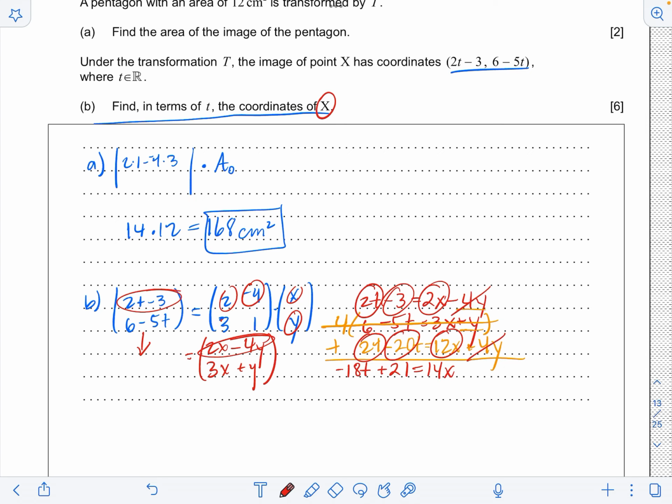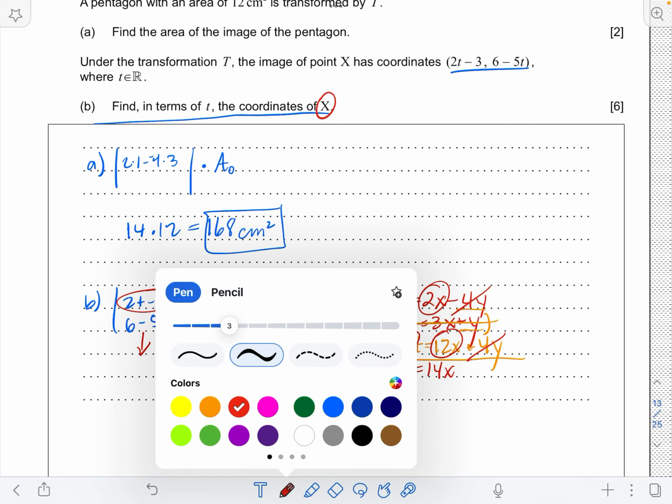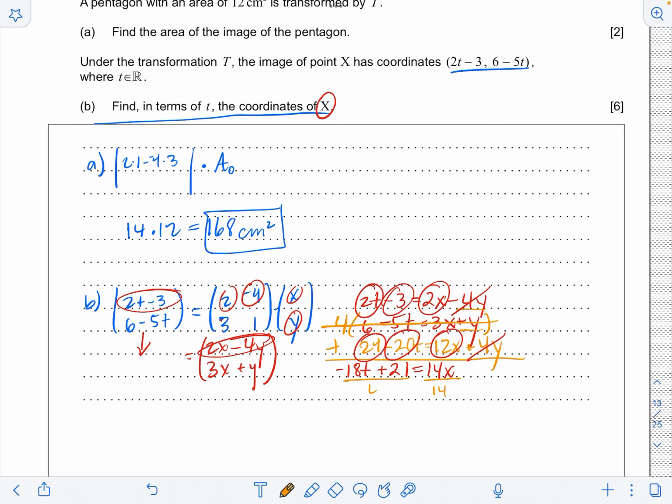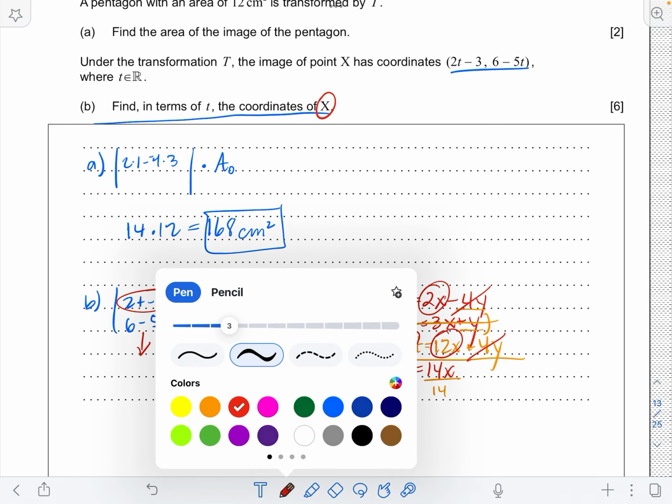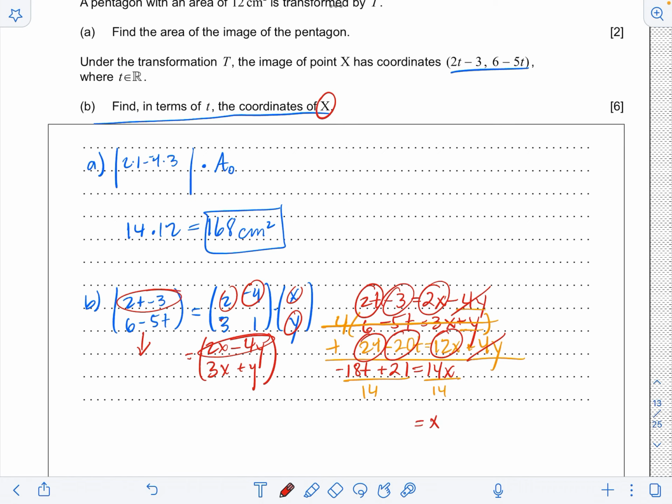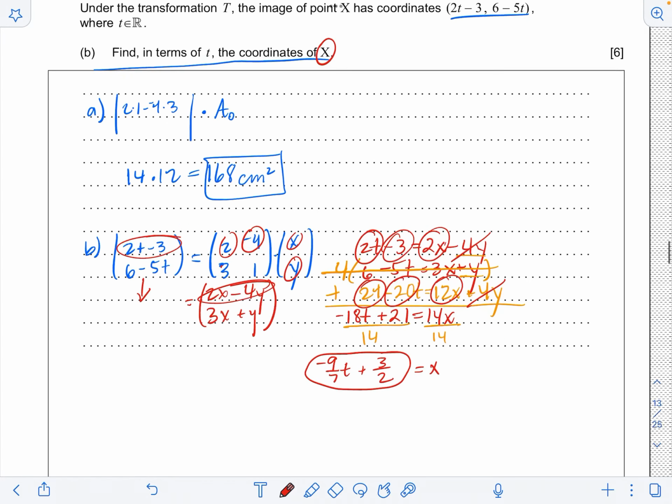Here we're almost finished. We almost have x isolated. We just have to divide both sides by 14. And that gives us x on the right. And negative 18t over 14, I'm going to reduce that by 2 to get negative 9 over 7t. And 21 over 14, I'll reduce that by 7s to get 3 over 2. And now I have the x-coordinate of my original point in terms of t. I'm going to use that x-coordinate to find y, and then I'll be done.